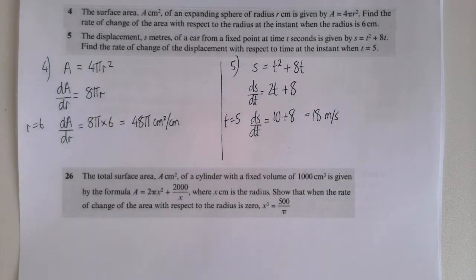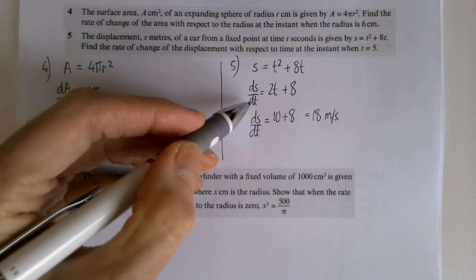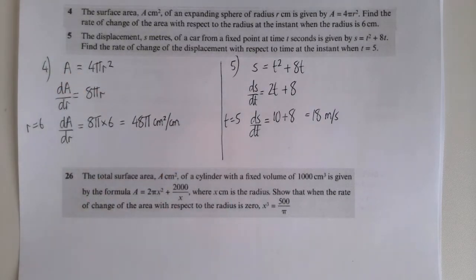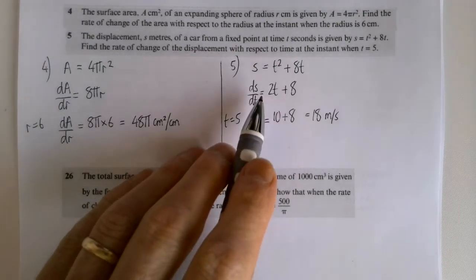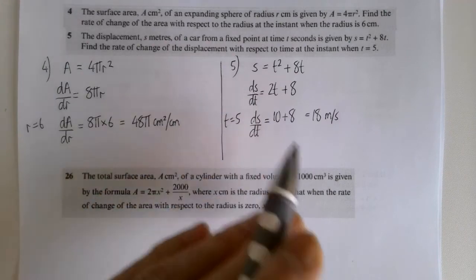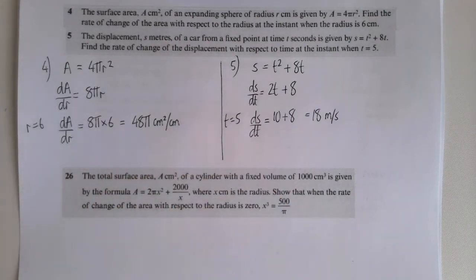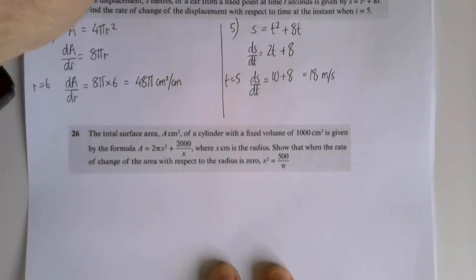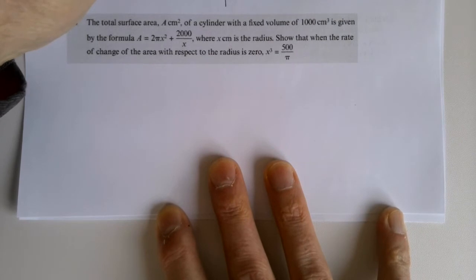And rates of change nearly always involve dt, because we're talking about how fast something is changing with respect to time. You do get these ones where it's with respect to the radius, but the ones we're most interested in are ones where it's to do with dt, because that's the rate at which something is changing with respect to time. Okay, a harder example now in this next question.